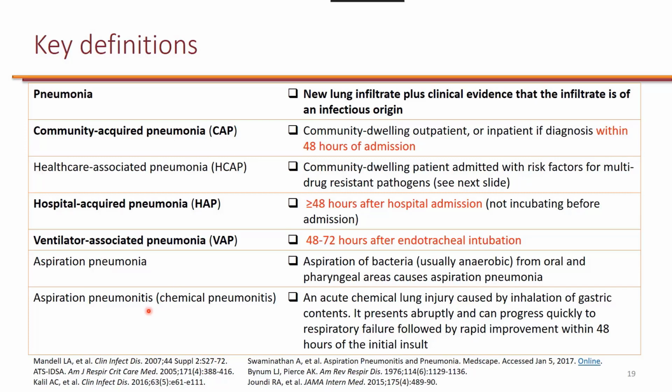Another thing that can happen due to aspiration is a sterile aspiration. So it could be just gastric content without flora. And it can still cause some inflammation and reaction in the lungs. And we definitely call this aspiration pneumonitis rather than pneumonia. And some people call it chemical pneumonitis to make it clear that it is not due to organisms. So aspiration pneumonitis or chemical pneumonitis should not be treated with antibiotics.